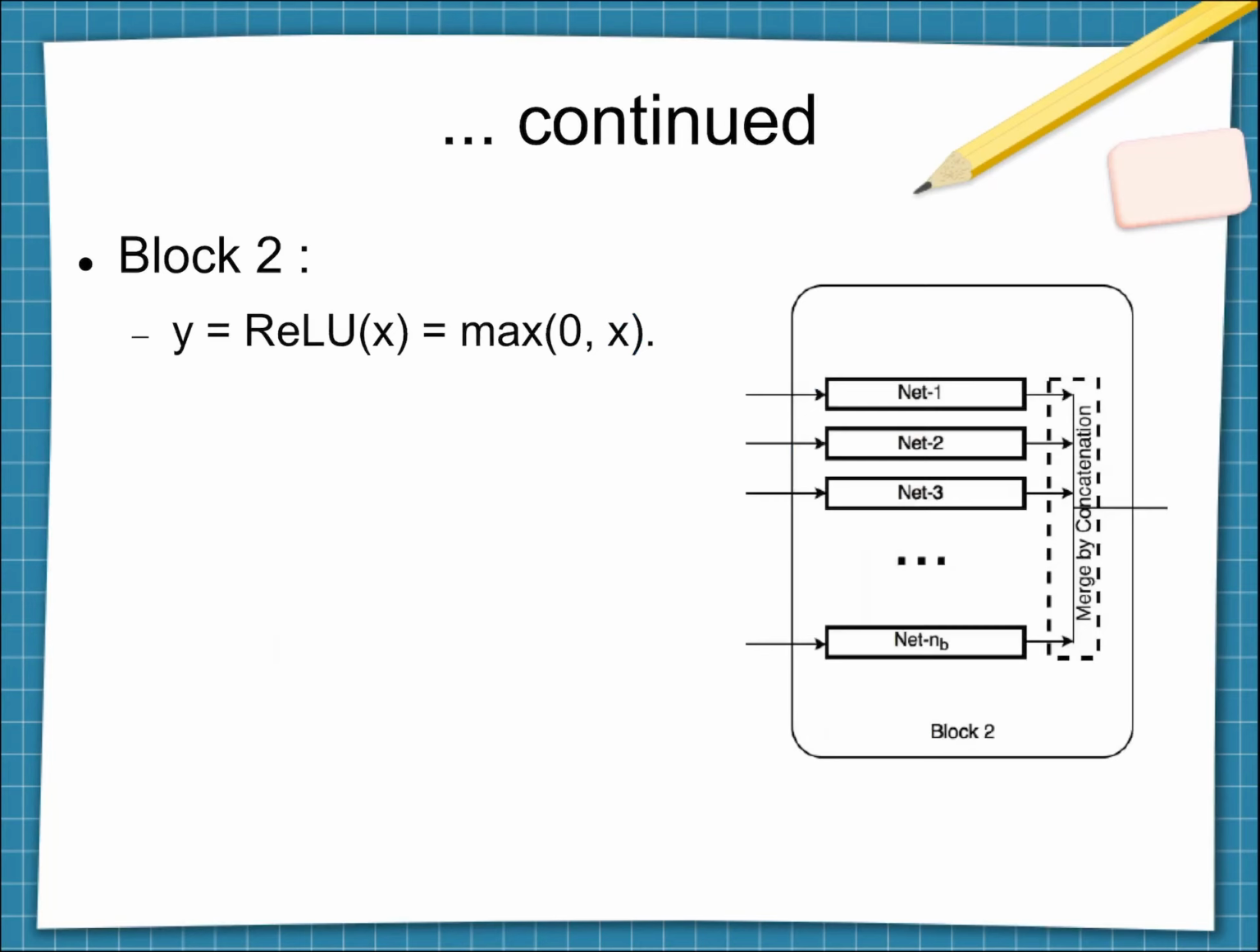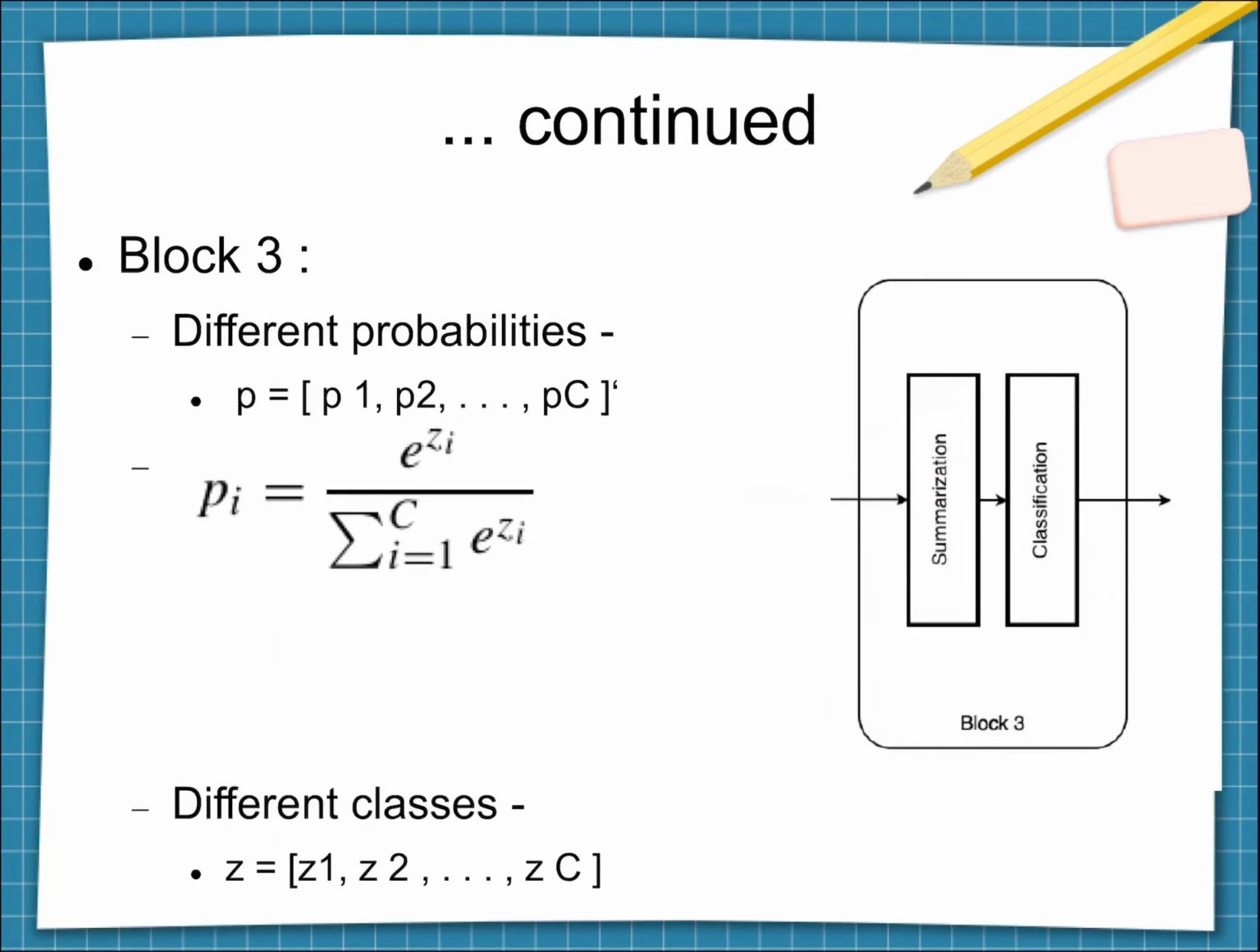Block 2. Here, nb number of parallel networks are applied, one for each band. Each convolution and fully connected layer is followed by a rectified linear unit. The outputs are concatenated and fed into block 3. In block 3, a fully connected layer is used to summarize the input into block 3, which is again followed by a rectified linear unit. A C-way softmax layer does the final classification by calculating the conditional probabilities for each of the C output classes, which in this case is 9.